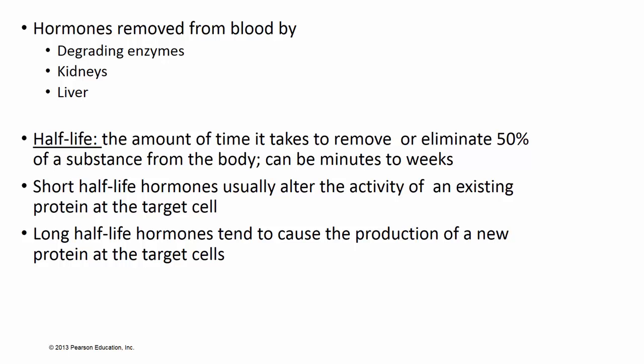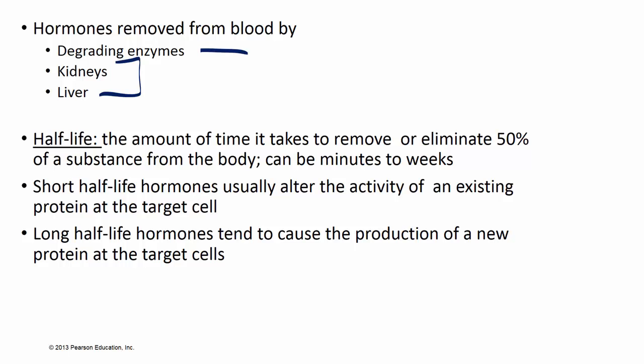So some of the things that remove hormones from the blood are degrading enzymes. Think back to acetylcholine and acetylcholinesterase. So you can break down neurotransmitters. Same types of things, you can break down hormones. There are enzymes that do that. The liver and the kidneys also play a role in removing hormones from the blood.